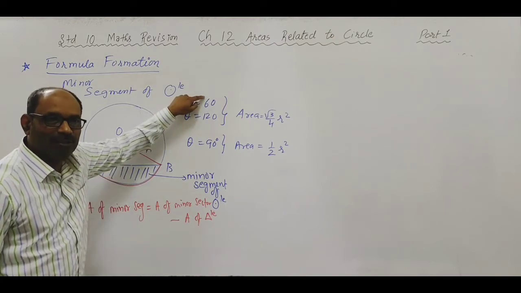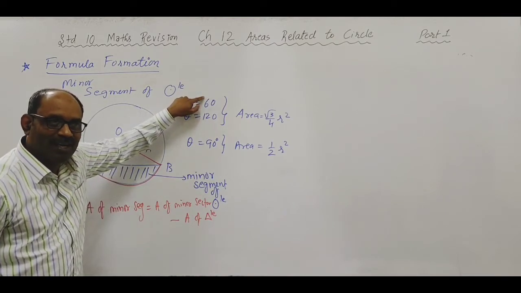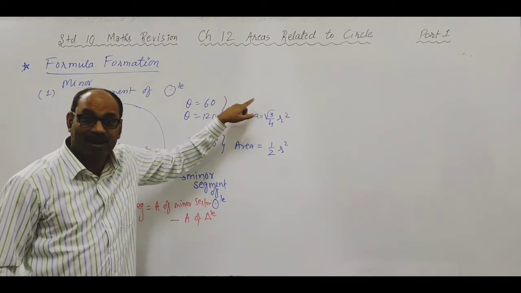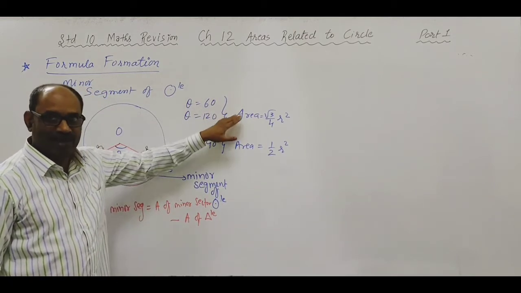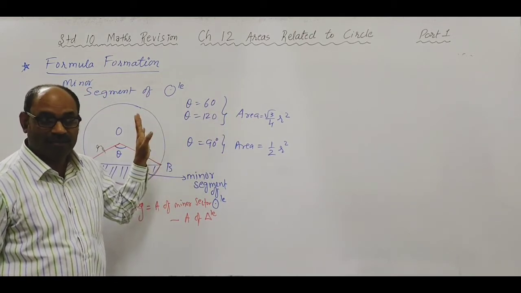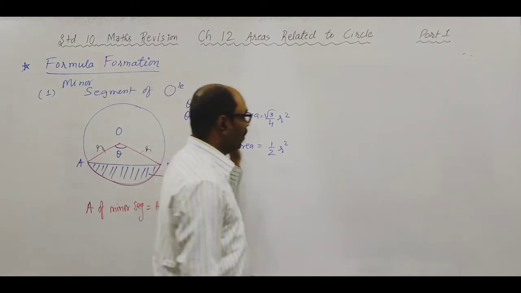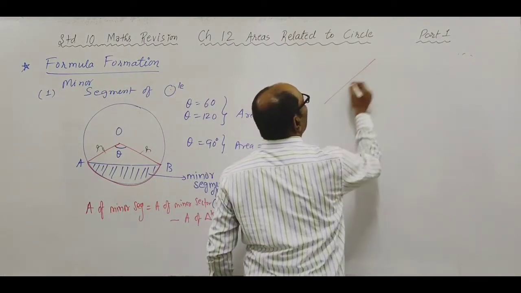आसान है. 60 का तो याद ही है कि इक्विलेटरल हो जाएगा. So that is √3 by 4 side square, but the side is r here, so r square. और 120 के लिए सेम है. और 90 के लिए हाफ r square. तीनों को देखते हैं. Now first we have already seen.